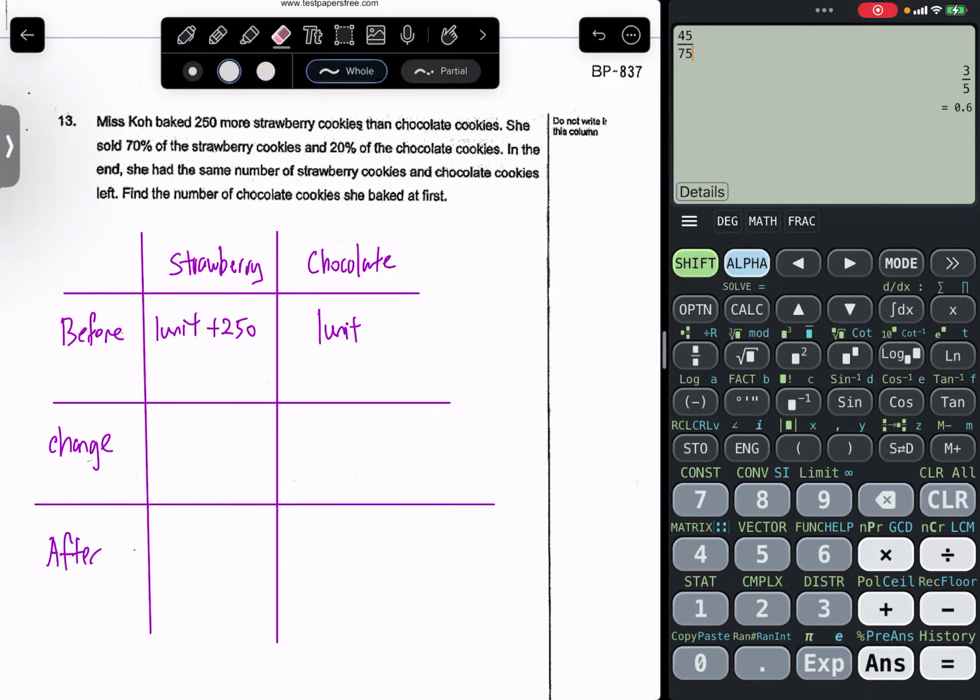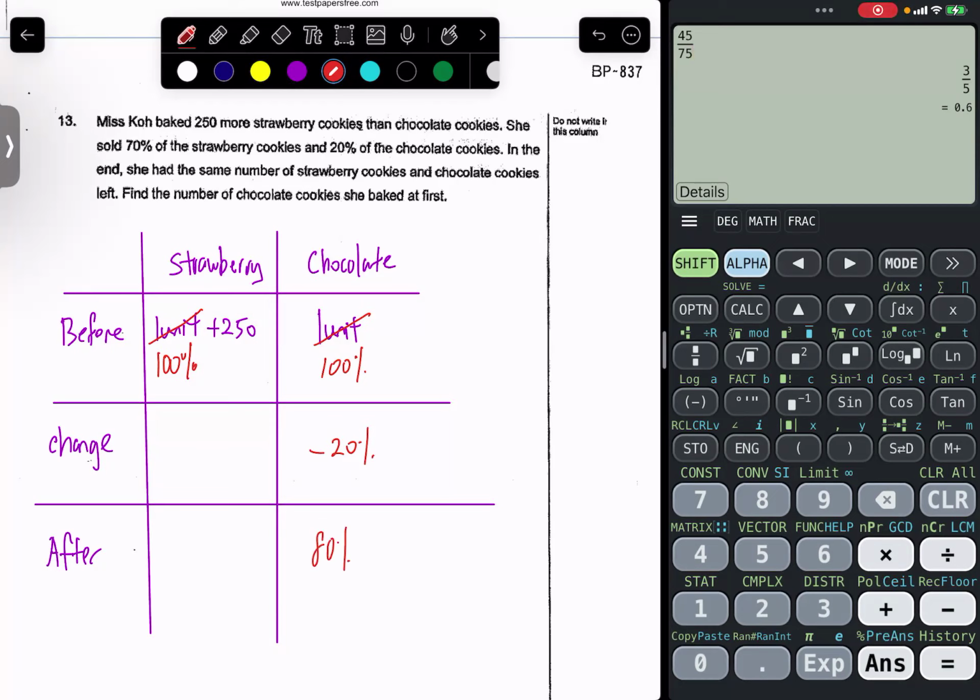Okay. Now, what is happening down here? She sold 70% of the strawberry cookies. So now, since this question is a percentage, let's change the 1 unit into percent. Let's change it into 100%. But this 100% plus 250 actually means 100% of the chocolate, because it's modeled after the chocolate. So now, sold 20% of the chocolate, so minus 20%. We know that this one will be left with 80%.